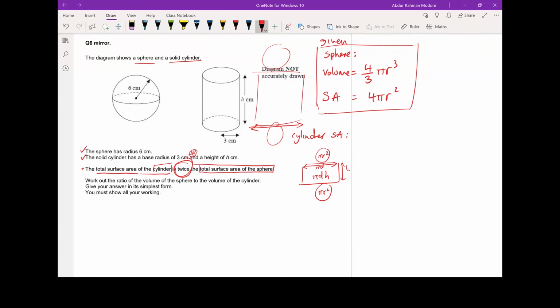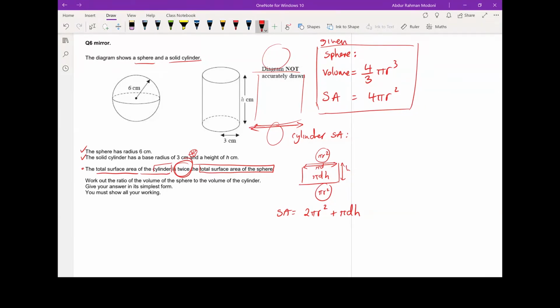So what's the total surface area of this cylinder? Surface area of cylinder is pi r squared plus pi r squared, which is 2 pi r squared, plus pi dh. None of this is given to you. You are expected to know this. So make sure you learn this or memorize it.